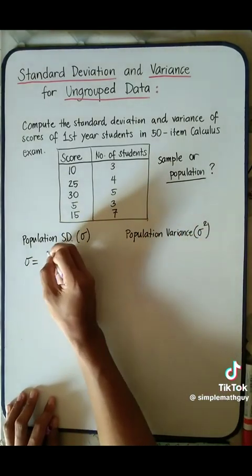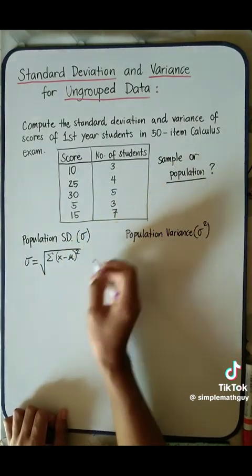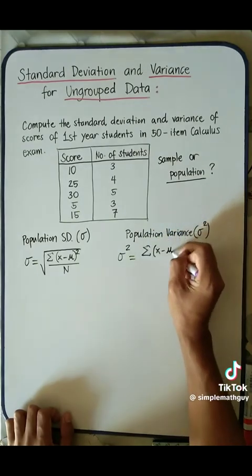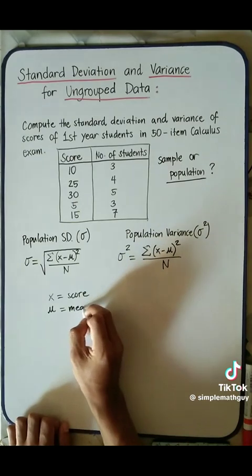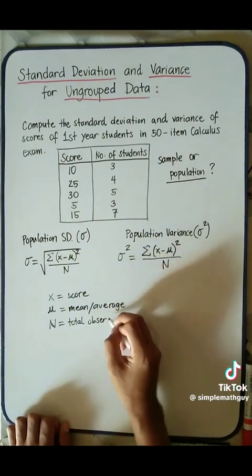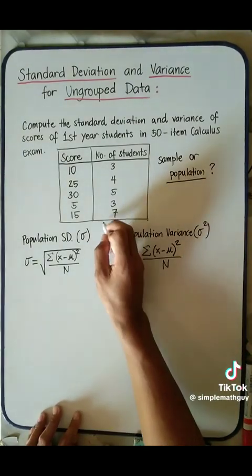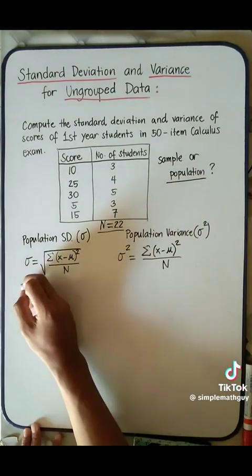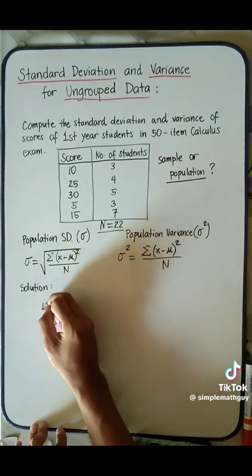Here is the formula, where x is the score, mu is the mean, and n is the total observations or people. Now let's solve this. N is the total number of students. Since x is given and mean is not, we will solve the mean.